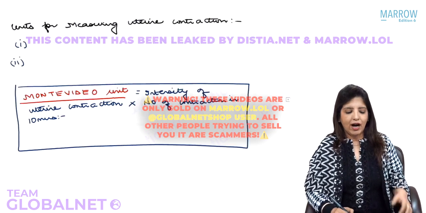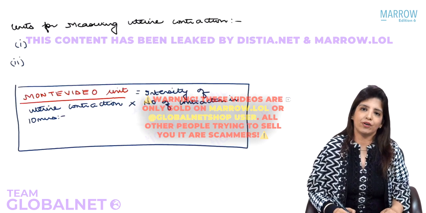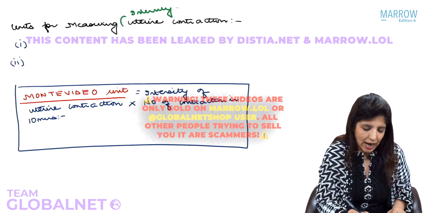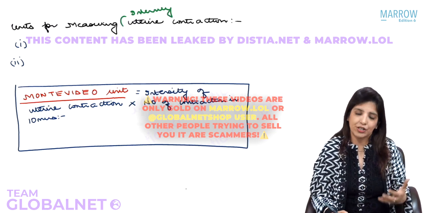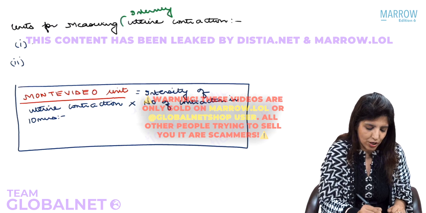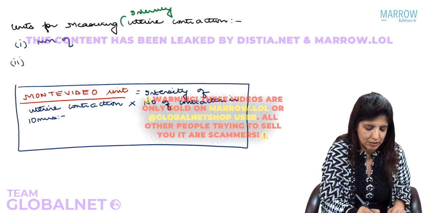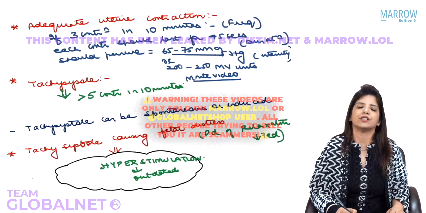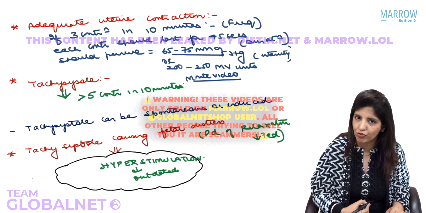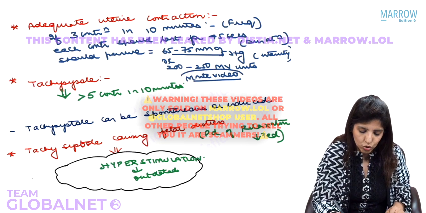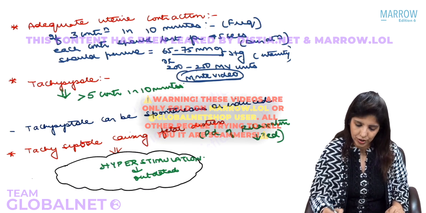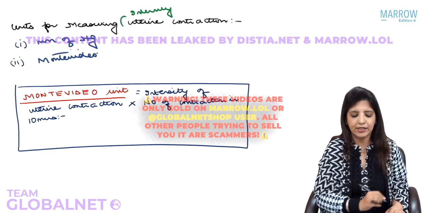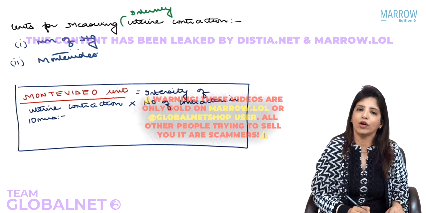Okay. Now, what are the units for measuring a uterine contraction? So, if you want to measure the intensity of the uterine contraction, how do you measure it? So, number 1 unit for measuring intensity of uterine contraction is millimeters of mercury. Just now I told you that intensity is 65 to 75 millimeters of mercury. The other unit which I used was Montevideo unit, right? So there are 2 units which are used for measuring the intensity of the uterine contractions.